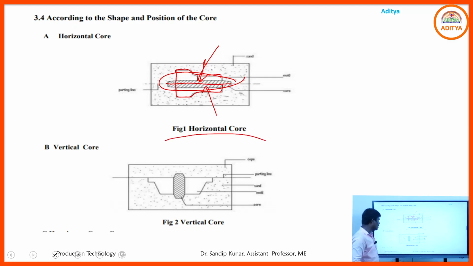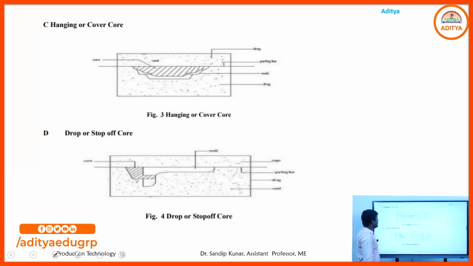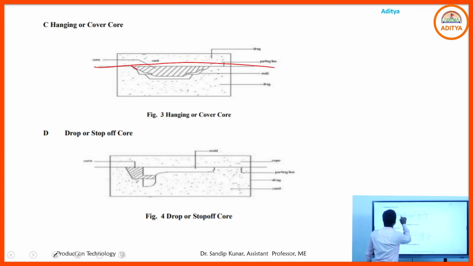In case of a vertical core, the core will be placed vertically. The position and shape of the core will differ, meaning some cores will be placed horizontally and some vertically. Another is the hanging type. Here the position of the core, with respect to the parting line, will be as if hanging, meaning a cover type or hanging position.